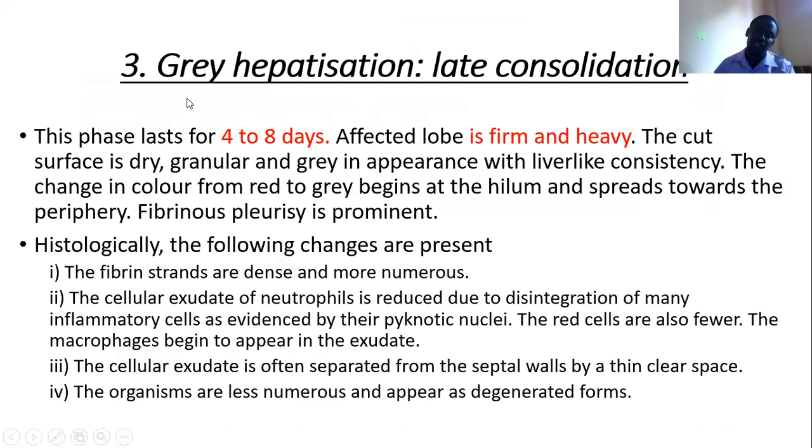So we have stage 3, which is gray hepatization, and it is late consolidation, usually lasts about 4 to 8 days. The affected lobe is firm and quite heavy. The cut surface is dry, granular, and gray in appearance with a liver-like consistency. So still here, despite the change in color, the lung has a liver-like consistency. The color is changing from red to gray, beginning at the hilum and spreading towards the periphery.